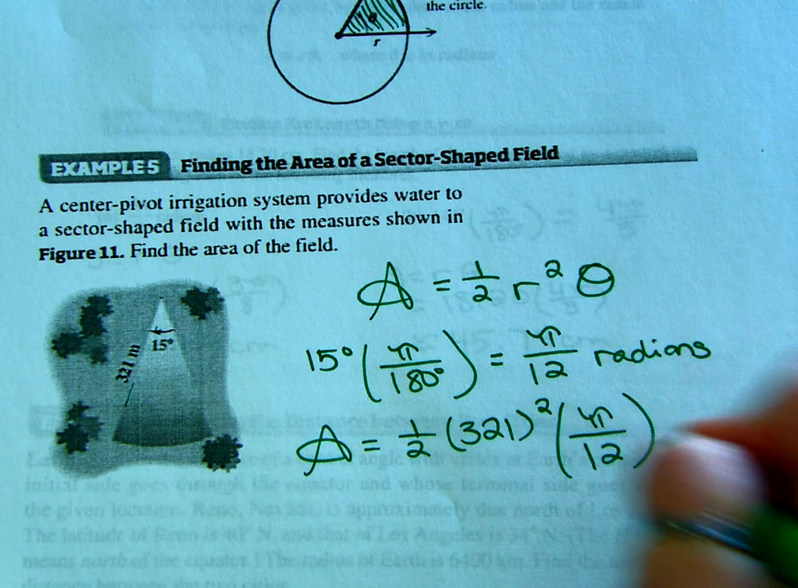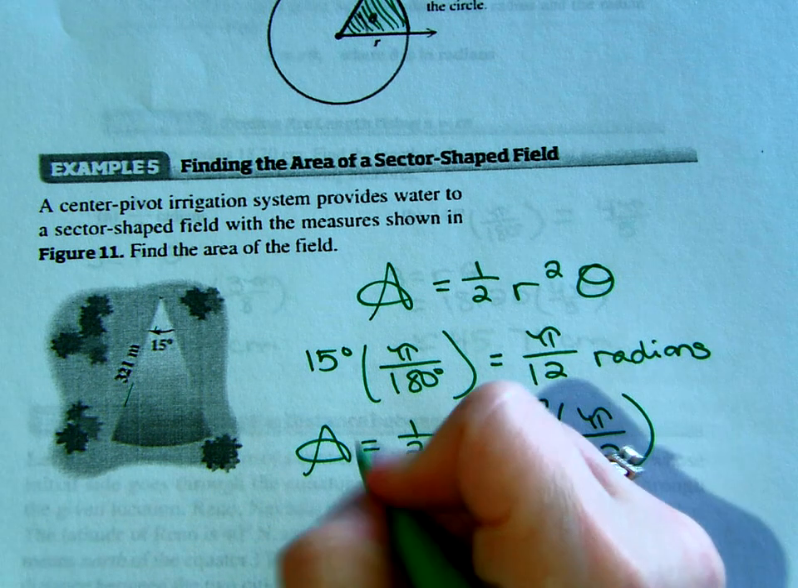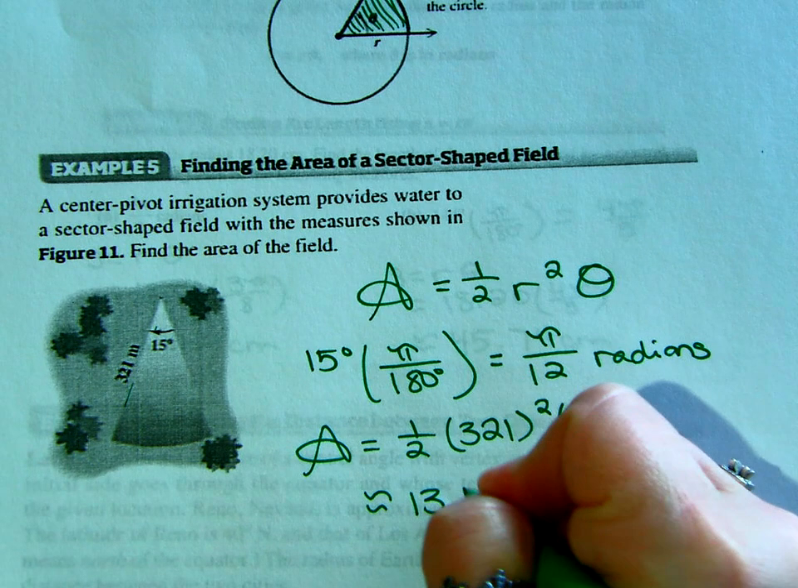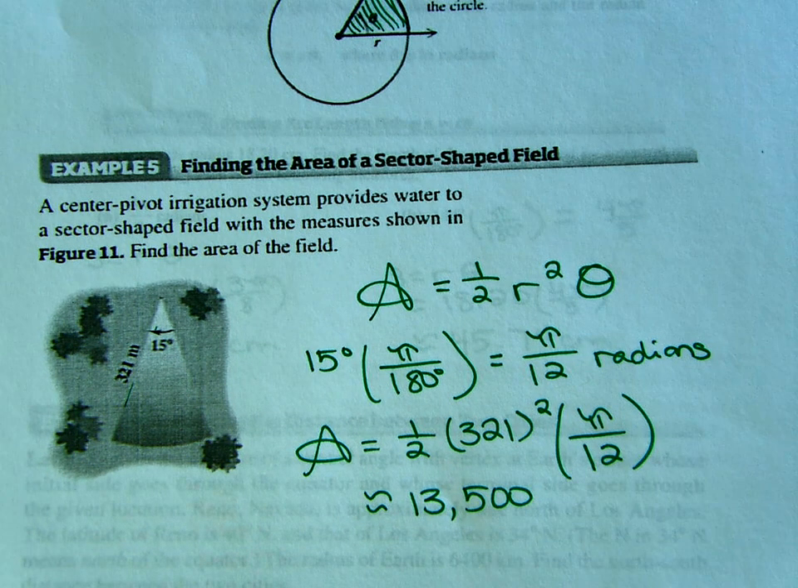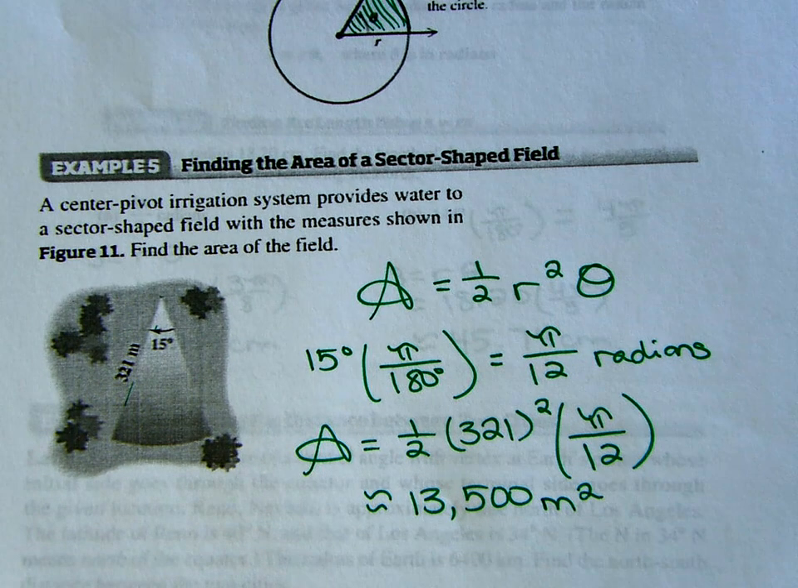Type all of that in, and hopefully you find 13,500. Oh, dang it. Not only did it go off, and I have to put the whole big long password in again. Back on. Hopefully you get 13,500 meters squared is the area of that sector of the field.